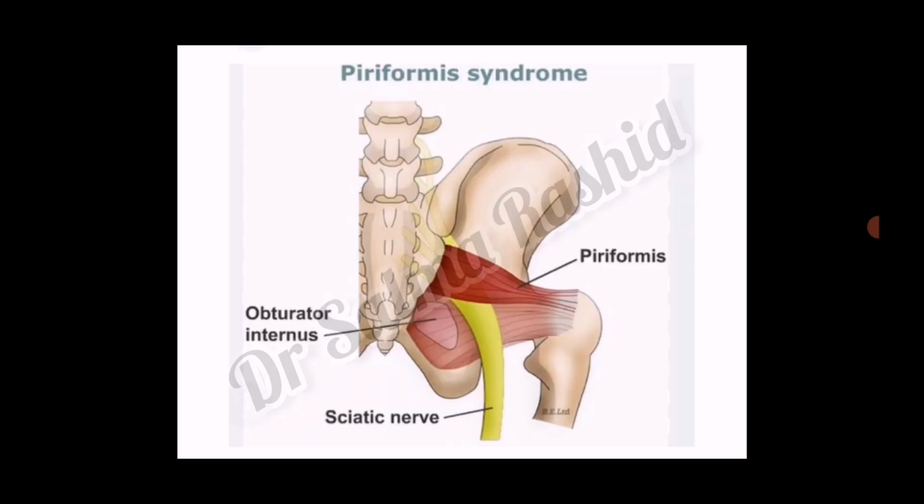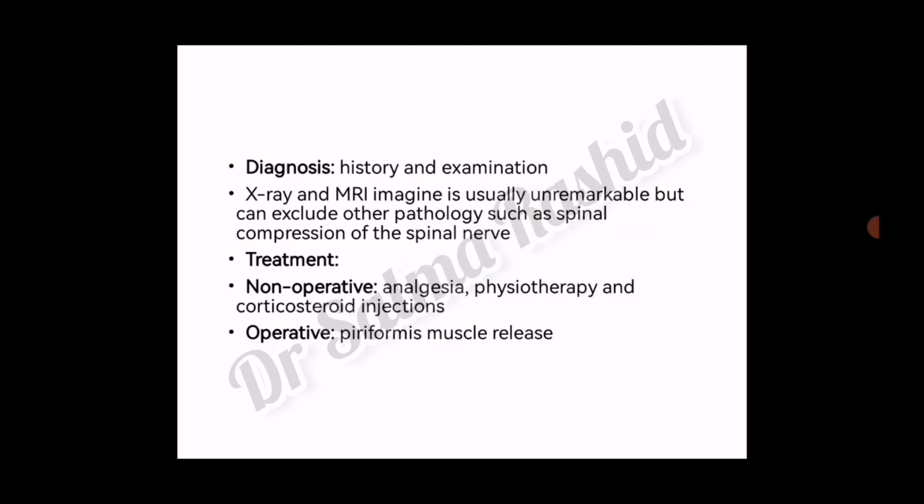Now here you can see the sciatic nerve passes under the piriformis muscle and here it can be compressed by the piriformis muscle. So diagnosis is by history and examination. X-ray and MRI images are usually unremarkable but can exclude other pathologies such as compression of the spinal nerve. Treatment is non-operative: analgesia, physiotherapy, corticosteroid injections, and operative piriformis muscle release.